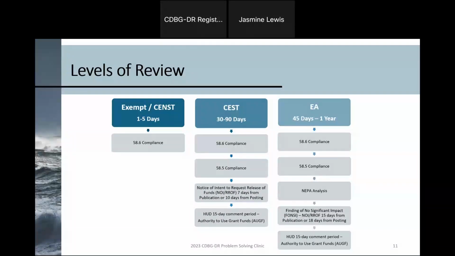After analysis of the related laws and authorities for CEST reviews, you can either convert the review to exempt, as long as no formal compliance steps are required or mitigation measures are tied to the review. Or if the review cannot be converted to exempt, then the responsible entity must proceed with issuing public notices, submitting the request for release of funds to HUD, and then waiting to get the authority to use grant funds from HUD before they can complete the review.